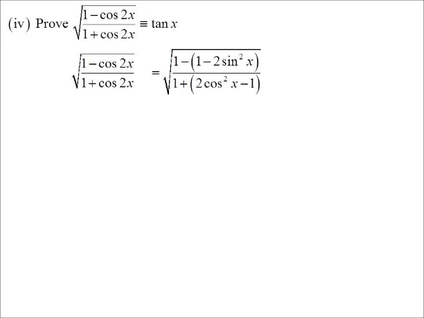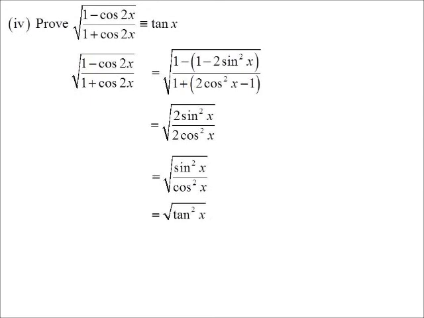So for the bottom cos 2x, I'll use the 2 cos squared. Okay. And it works out quite nicely because of the 1's. So 1 minus 1 disappears, 1 minus 1 disappears. So I've ended up with 2 sine squared on 2 cos squared. 2's cancel, sine squared on cos squared. Find the square root of sine squared on cos squared, sine on cos. Oh, well, I actually did the tan squared first. Square root of tan squared, and there's our tan.